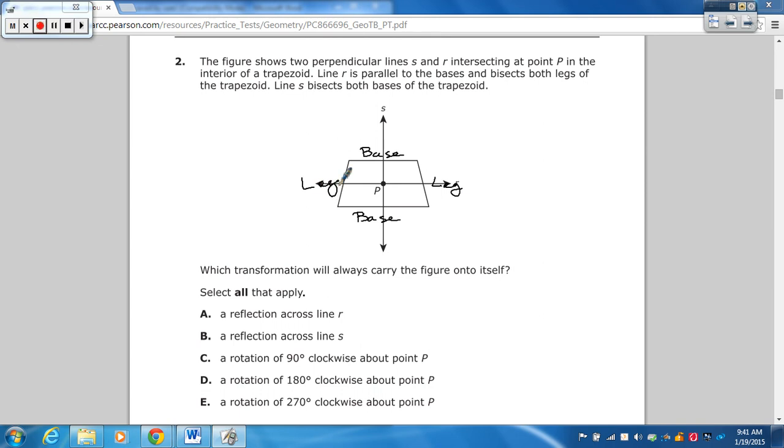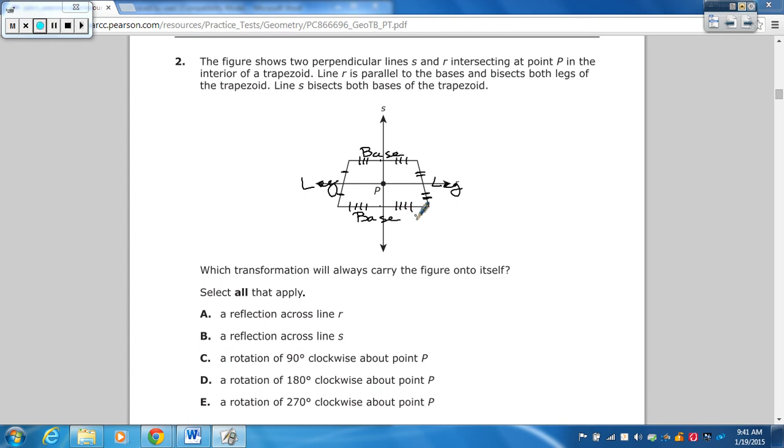Okay? So line R is parallel to the bases, these 2 bases here, and bisects both legs. So this length here and this length here will be the same. And it looks like an isosceles trapezoid. I'm not going to go that far, so I'll just say that those 2 lengths are the exact same. And line S bisects both bases of the trapezoid. So what that means is that this line cuts this segment in half, and this line cuts this segment in half.